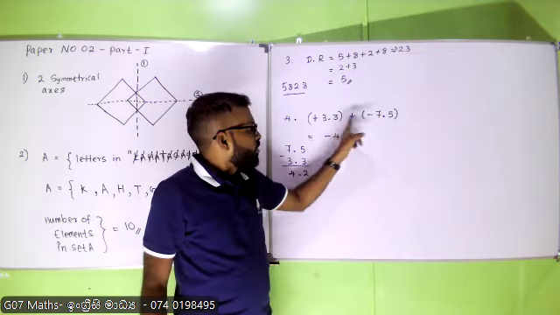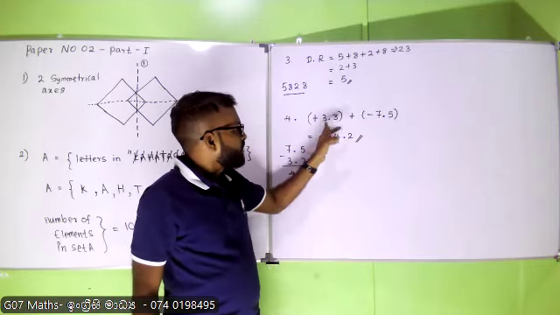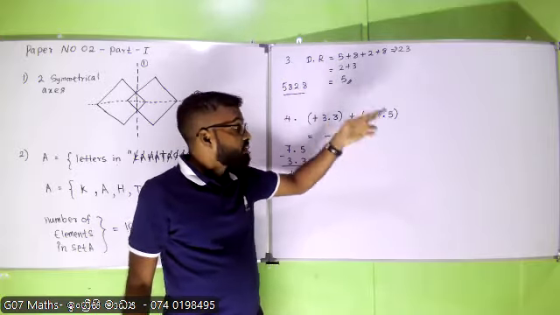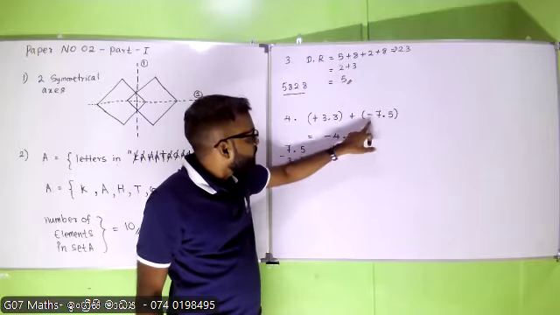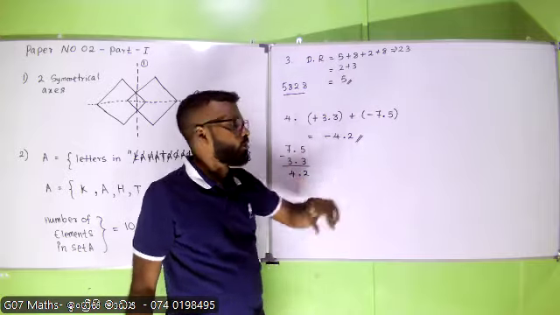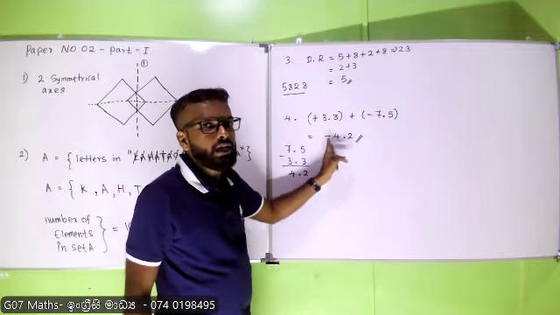Between these two numbers, I have 3.3 and 7.5. The biggest number is 7.5. What is the sign of the biggest number? Negative, negative, negative. So my answer definitely should be negative.